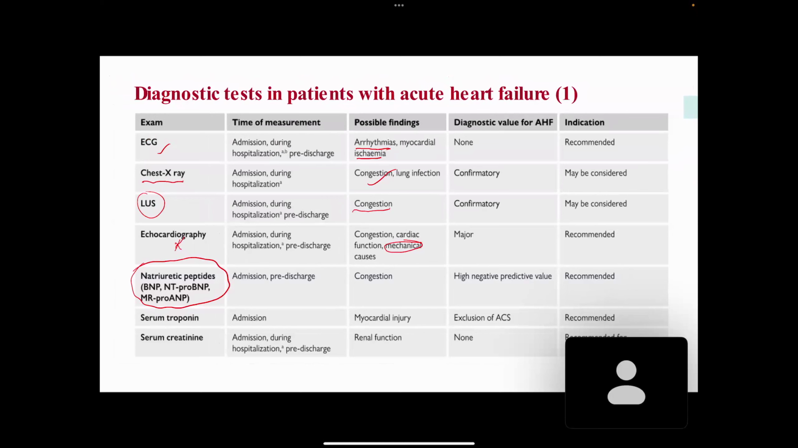If the NT-proBNP is negative, it has a high negative predictive value. That means if the value is normal, it is unlikely that the patient has heart failure. Whereas a positive NT-proBNP may not always mean the patient is having heart failure. It has a high negative predictive value, just remember. Troponin to again look for any myocardial injury or ischemia. Serum creatinine to assess for renal function.